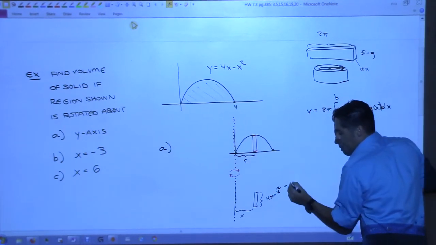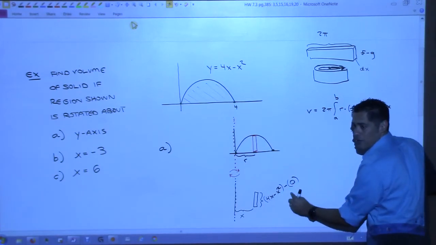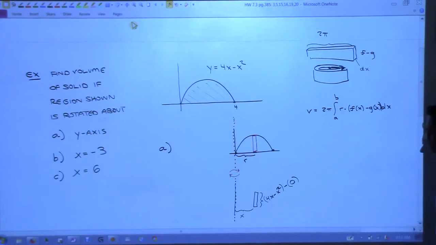y equals 0, so that's 0 here. So I really do have f minus g there, but g is 0, so I don't have to write it in. I think I'm ready to go straight to this now, as long as I know a and b. Do we know a and b? You can see it from the picture, can't you?